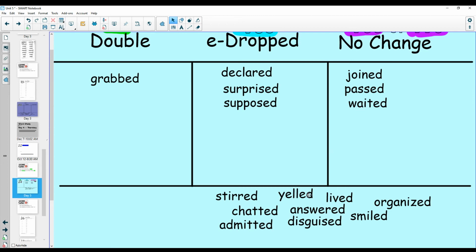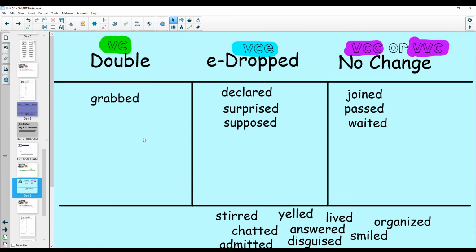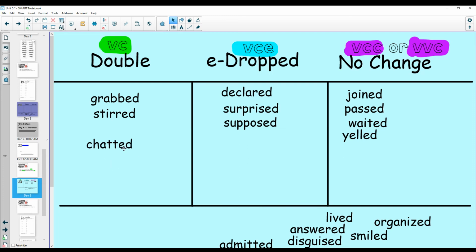Yelled. Take off the ED. Oh, the base word is yell, ELL. That one at first glance I thought was double, but it's not. It's no change. Stirred. Take off the ED. I see 2 letters. Vowel consonant. That is a double. Look at, here's another one. Chatted. Take off the ED. Chat doesn't have 2 T's. Doubled. All right, are we on target?